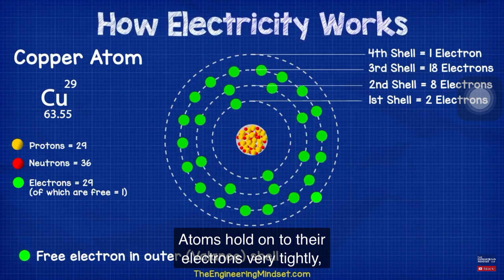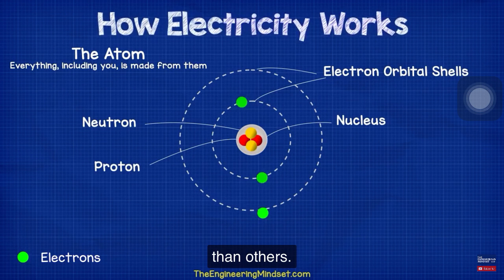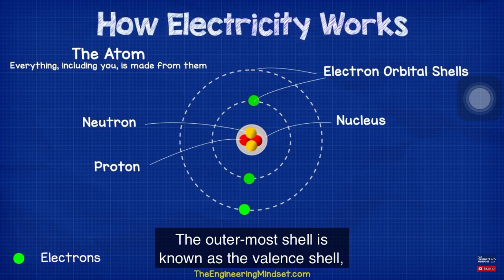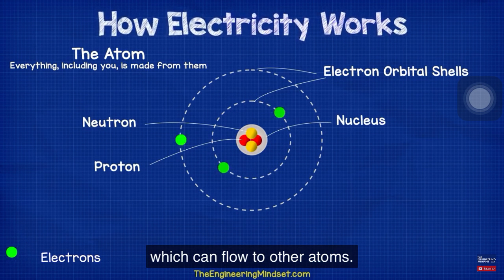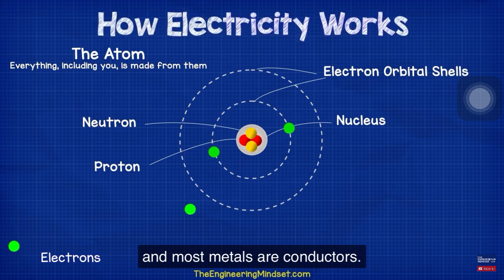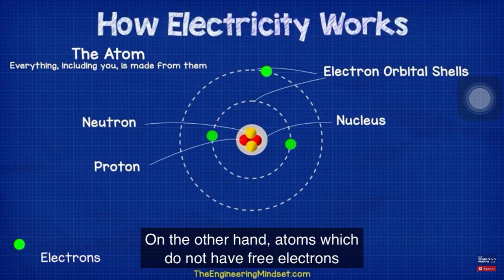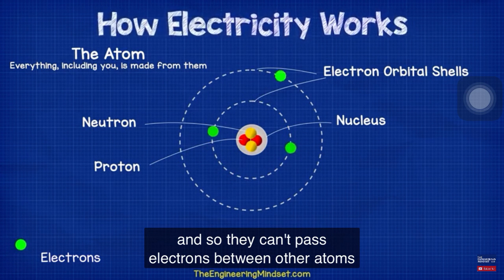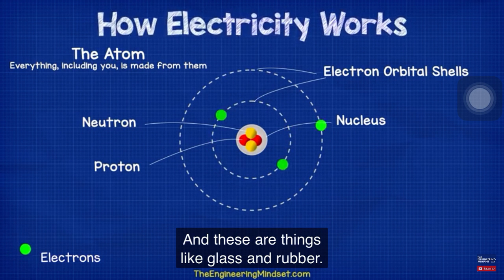Atoms hold on to their electrons very tightly, but some materials will hold on to them more tightly than others. The outermost shell is known as the valence shell, and in this shell some materials have loosely bound electrons which can flow to other atoms. Atoms which can pass electrons are called conductors, and most metals are conductors. On the other hand, atoms which do not have free electrons, and so can't pass electrons between other atoms, are known as insulators, and these are things like glass and rubber.